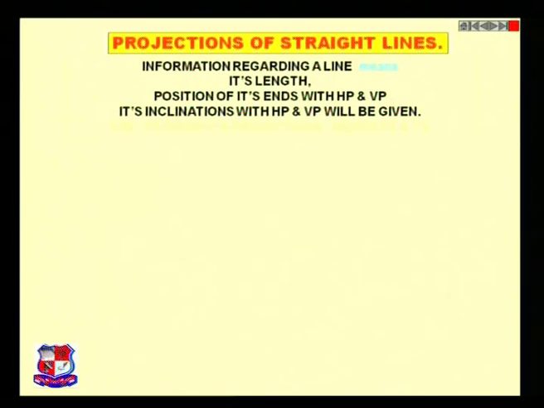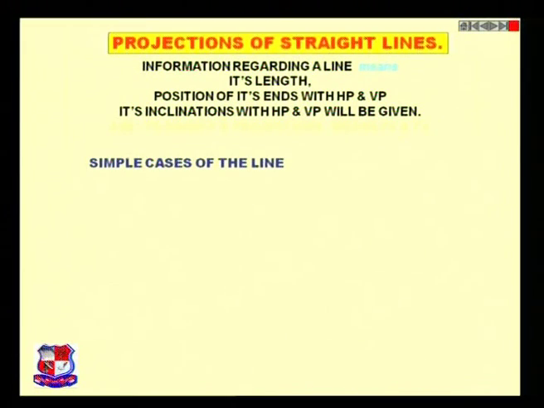If we see the projections of a straight line, information regarding a line means its length and its position with the HP and VP. In the past lectures we have seen what HP and VP are. HP means horizontal plane and VP means vertical plane. Its inclinations with the HP and VP will be given. Inclination with the horizontal plane and vertical plane would be given in the problem.